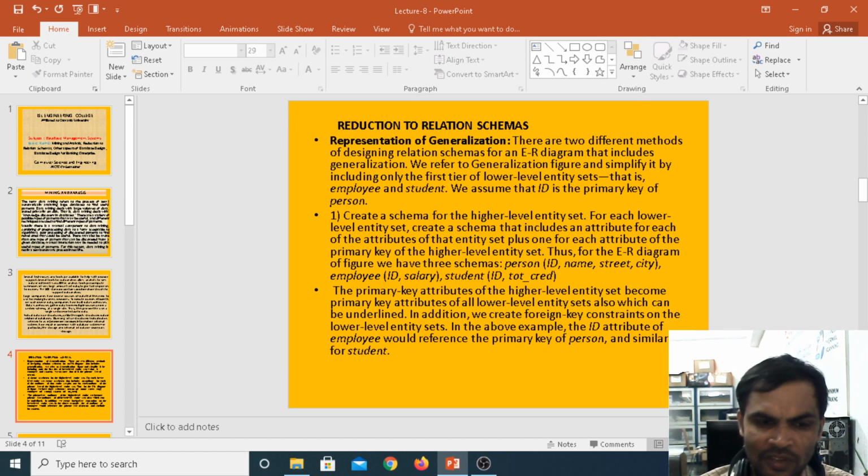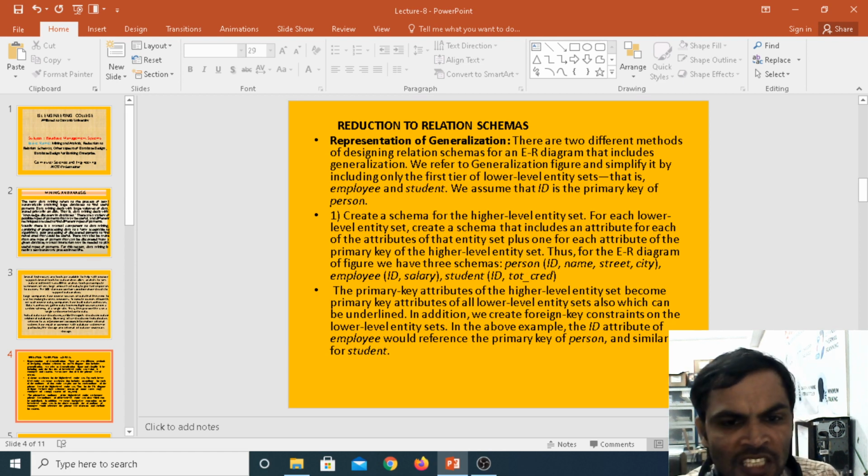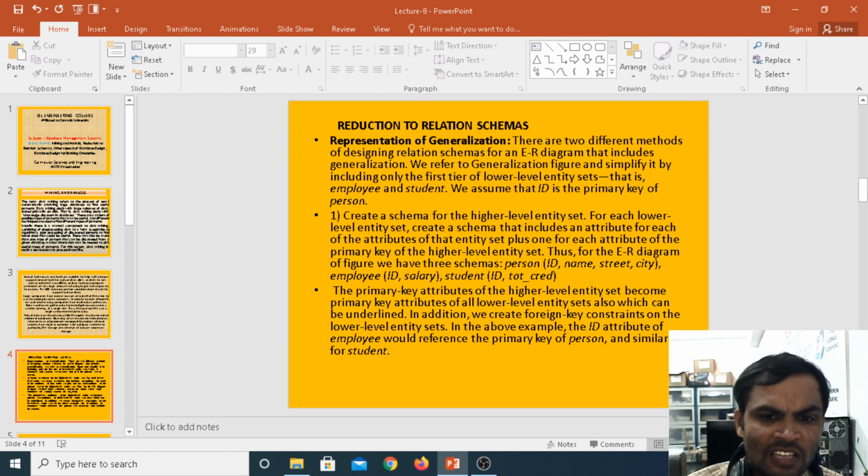Coming to the employee entity, under the employee entity the ID will be there, and salary will be there. Coming to the student, it is also associated with the ID and the total credits. Now at the time of designing from the high level entity set to the low level entity set, from each entity the primary key should be there.